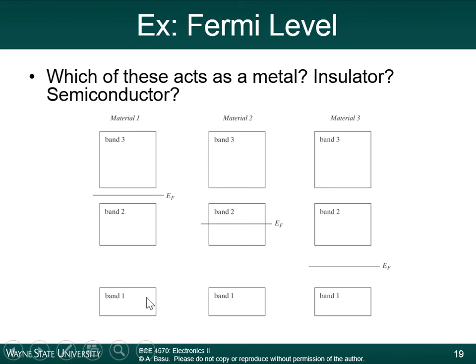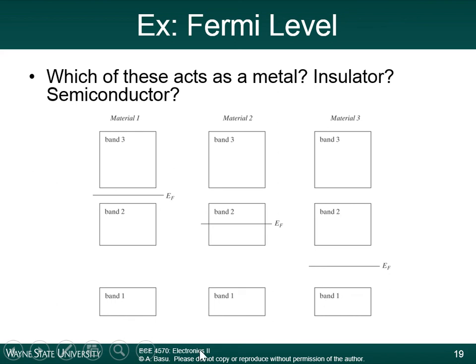I thought it's between band 2 and band 3. But compared with material 3, there's a way bigger band gap between band 1 and band 2. So number 1 will be a semiconductor, and number 3 will be an insulator. Yes. So material 1 will be a semiconductor, and this will be an insulator. That is correct. So your point is well taken that the Fermi level is in between the two bands.